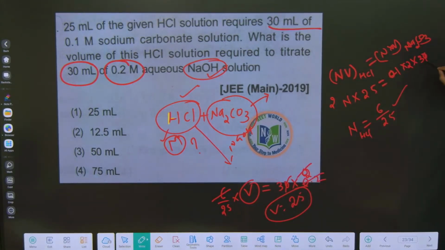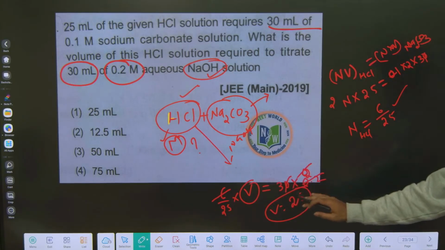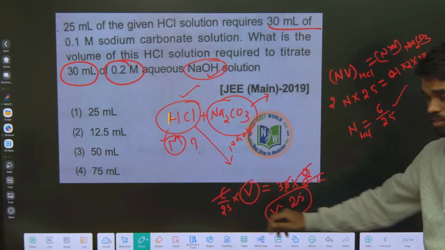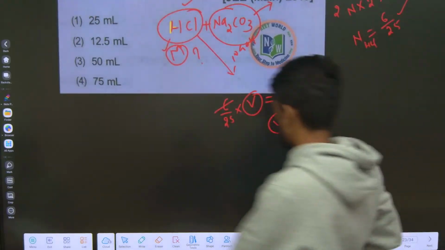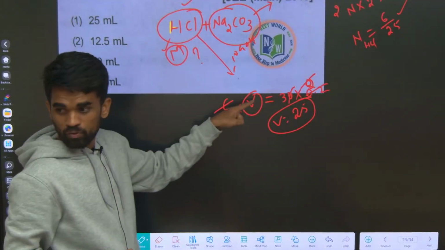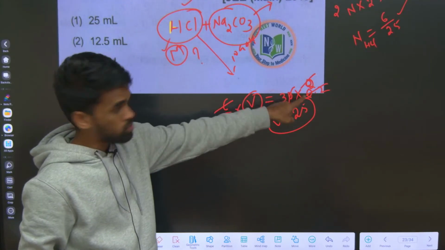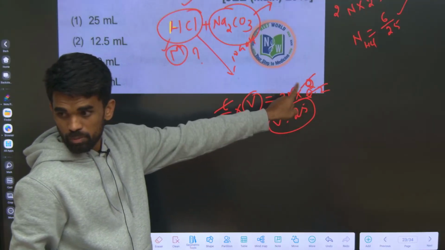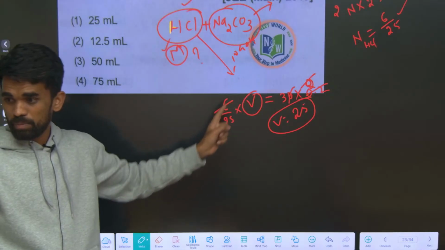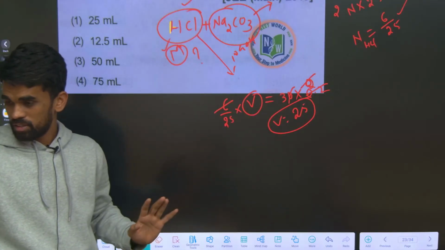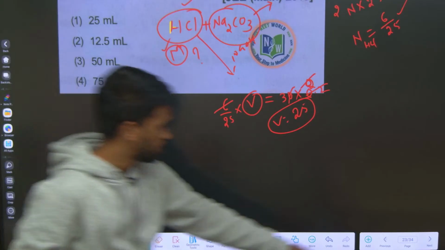0.1 into 2, 3s are. Second step, first step, second step. Don't simplify that. Take it as 6 by 25 only. See, you are taking here 6 by 25 into V equals to 30 into 0.2. It means this side also 6, 6 cancel. So V will be 25. Okay, right.